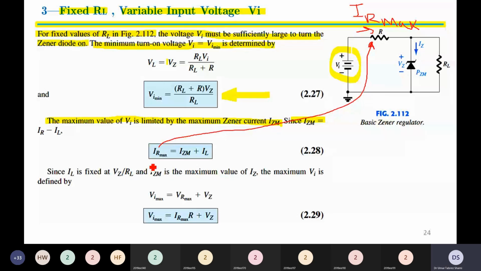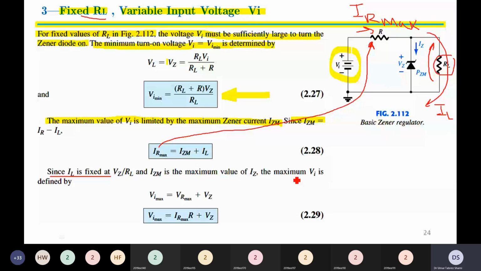Okay. Now, since IL is fixed at Vz divided by RL, why is IL fixed? IL is fixed because in the statement we have fixed RL and voltage, and in the circuit RL is fixed and the voltage across RL is also fixed, that is Vz. Therefore, the current flowing through RL, that is IL, is also fixed.